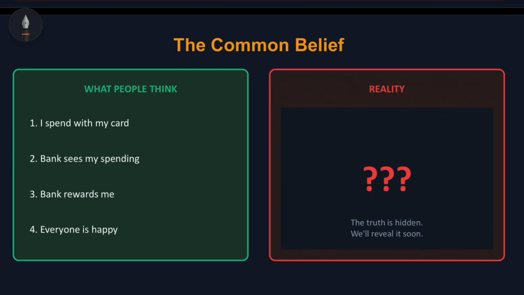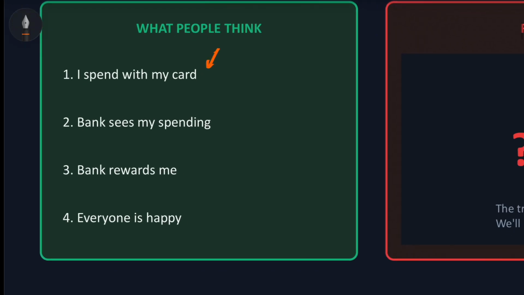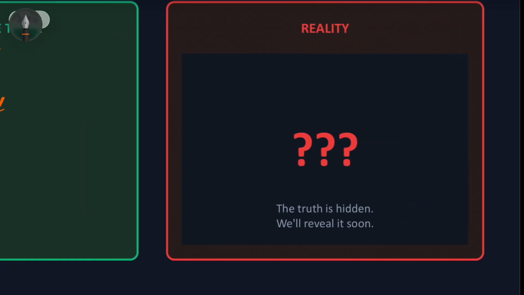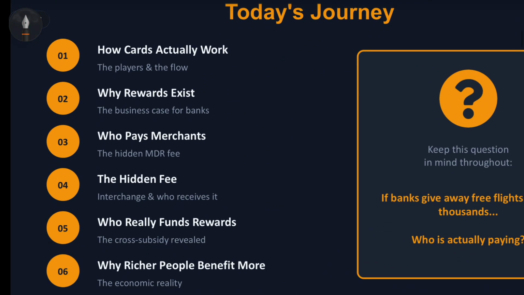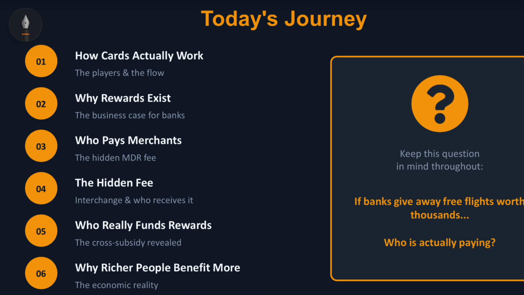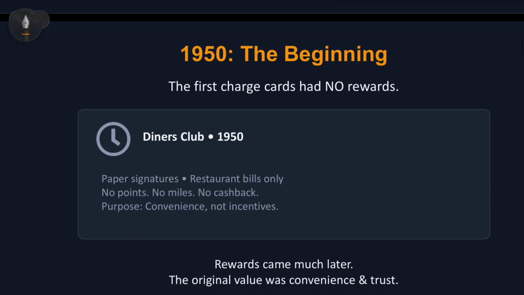So, the common belief is that if I spend with my card, the bank will notice how much I am spending, and somehow, for some reason, they'll be impressed by me and they will reward me, right? And everyone would be happy. But I don't see any reality behind that, right? It's obviously not true. So today we'll be understanding how cards actually work, why rewards exist in the first place, right? And who pays the merchants, what are the hidden fees associated with it, and who really funds these rewards, and ultimately why the richer people benefit more than the common people, right?